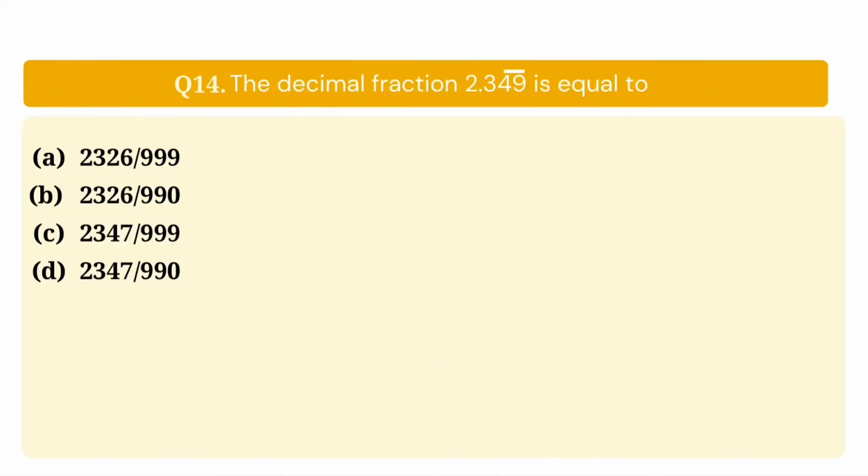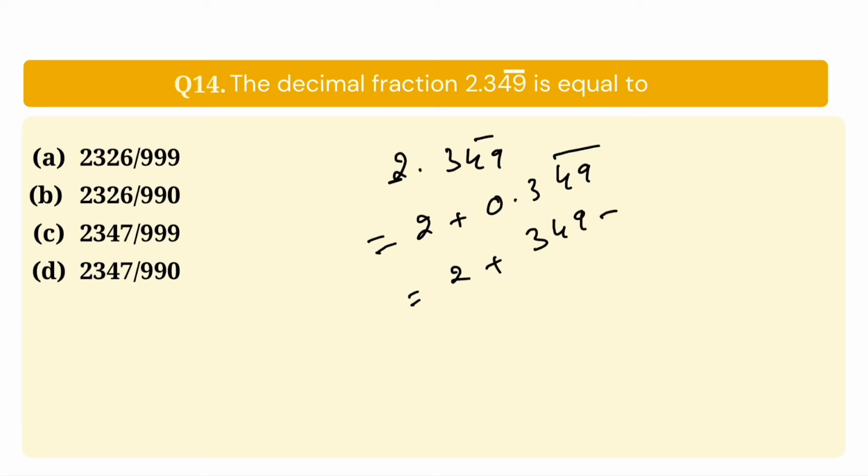Now, the decimal fraction of 2.349 bar is. Okay, so in order to find this decimal fraction, first separate the whole number and the decimal part separately, that is 0.349. As it is a recurring digit, we have the logic for this. So recurring is converted into a fraction by taking the complete number minus the non-recurring digits, divided by 9s for the number of recurring digits and 0s for the number of non-recurring digits. So this is the answer.